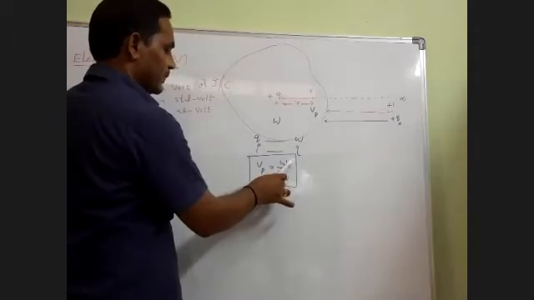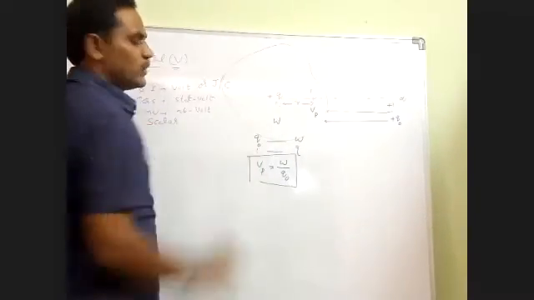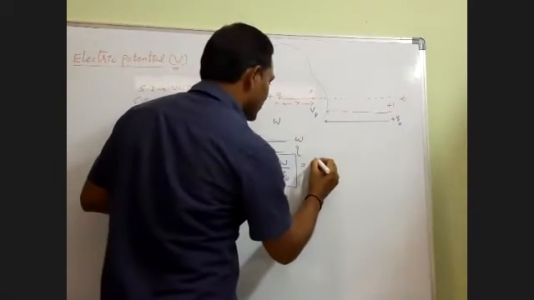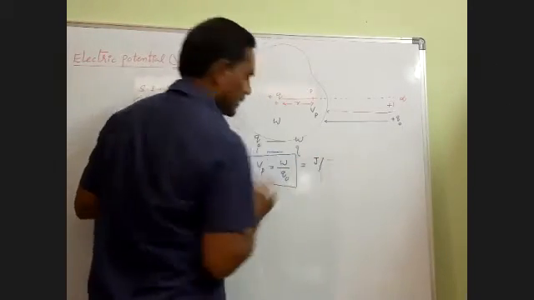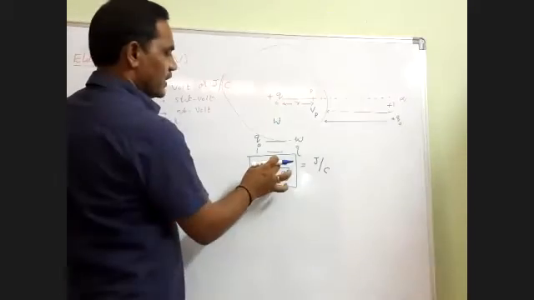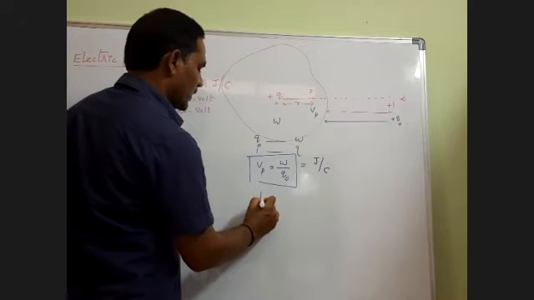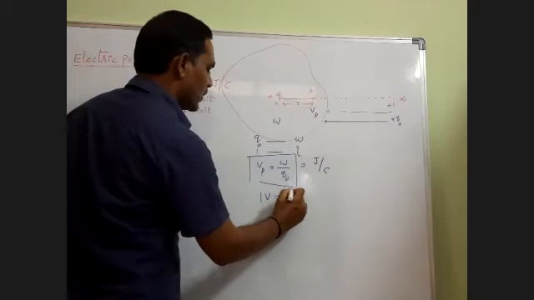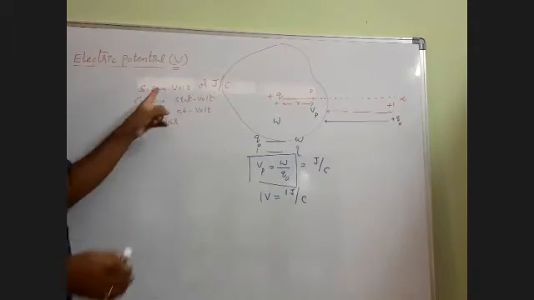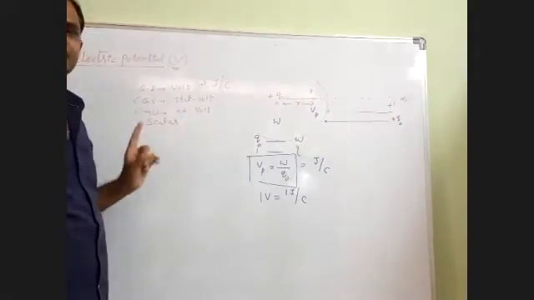This ratio, or this fraction, gives the electric potential at that point. So what is the SI unit for work? The SI unit of work is joule. The SI unit of charge is coulomb. So if W is equal to 1 and Q equal to 1, you will get V equal to 1. Hence 1 volt is equal to 1 joule by coulomb. Hence I have written here, the SI unit is 1 volt or joule per coulomb.